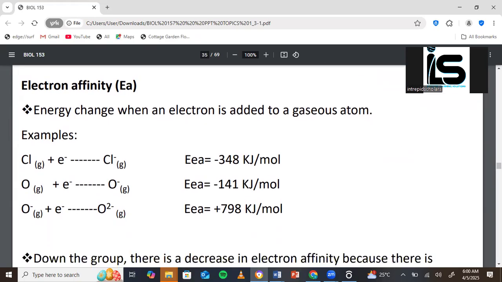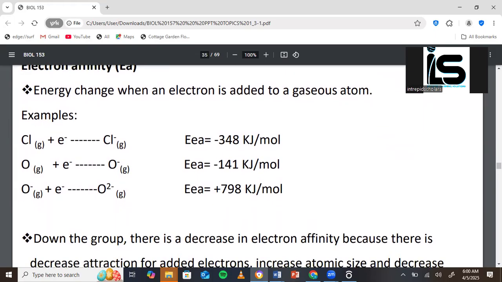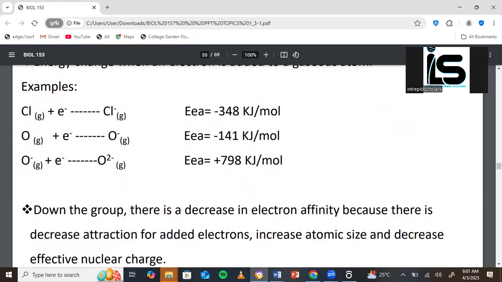So we are seeing energy change when an electron is added to a gas, right? So examples have been illustrated here. Now, what is of importance to me is the behavior of oxygen. When oxygen is made to accept the first electron, I get an energy which is negative. The energy which is negative means it is releasing energy to the atmosphere, an exothermic reaction, and hence there's high stability even of this one.